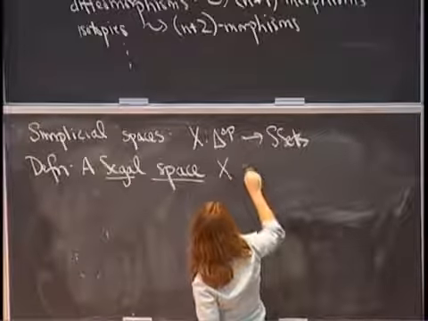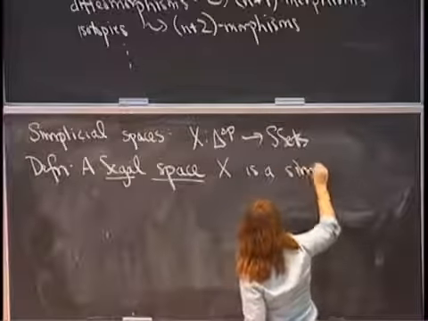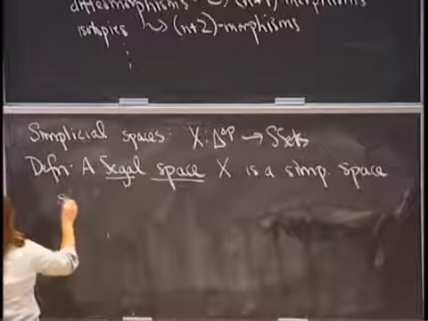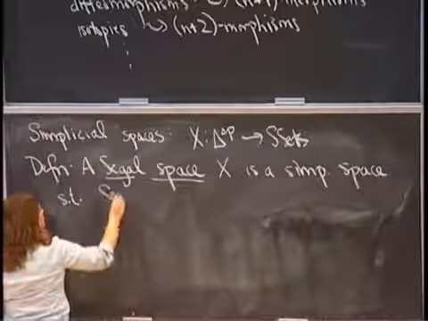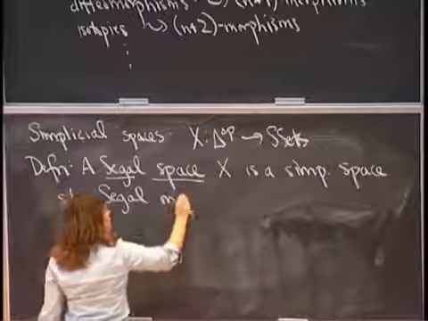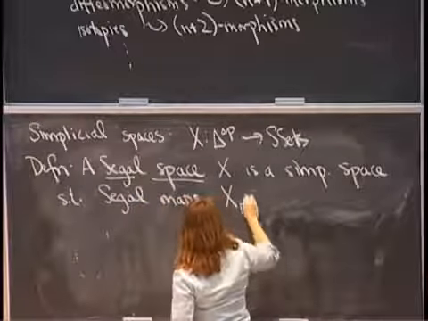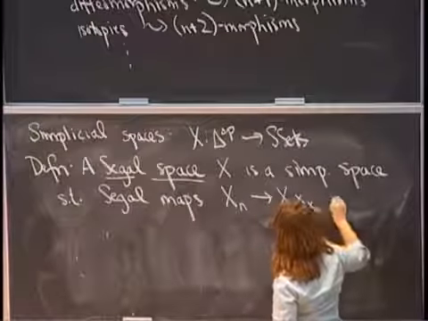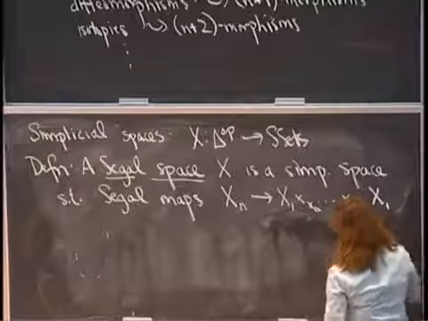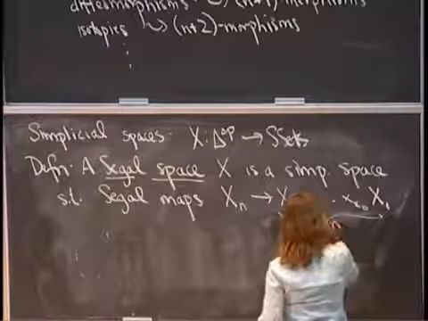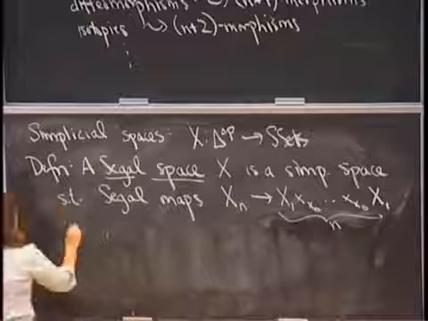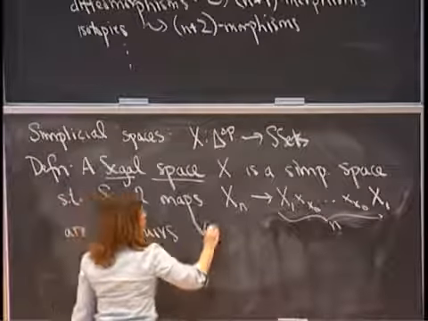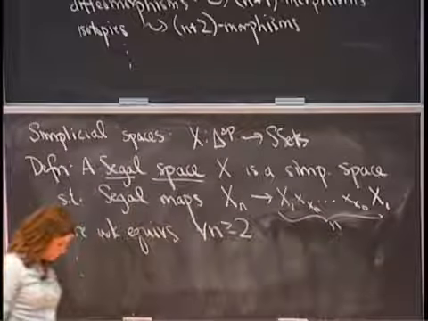So a Segal space X is a simplicial space such that the Segal maps, so these go from X_n to the iterated pullback of X_1s along X_0, are weak equivalences of simplicial sets. So this will be for every n at least 2.